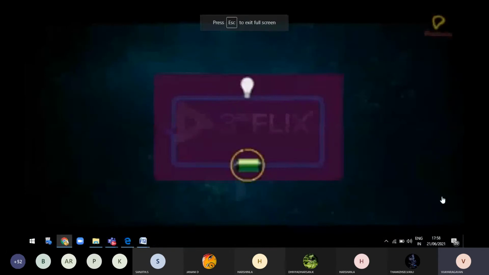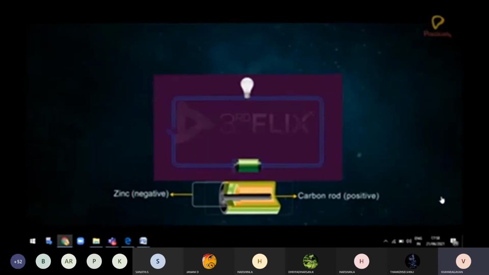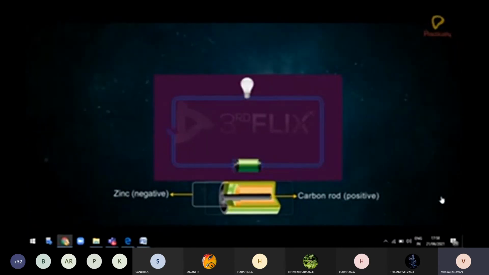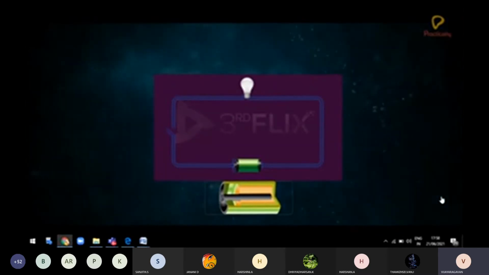Battery provides energy in a circuit. It is a source of electrical energy. The chemical reaction taking place inside the cell results in the formation of a potential difference between its two terminals, giving out energy.